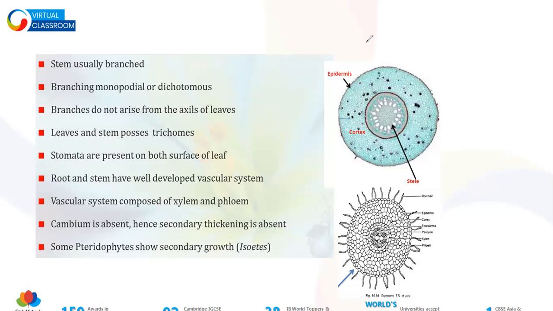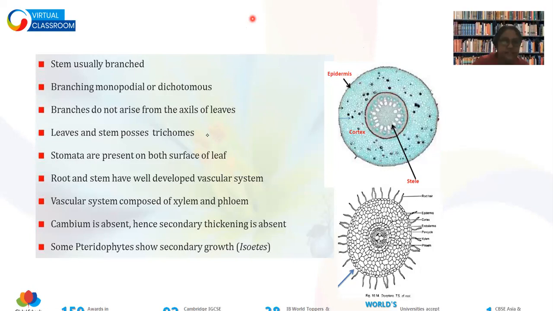Yes. So leaves and stem possess trichomes. So what are these trichomes? Trichomes are nothing but the hair-like structures which are present in leaves and stem. We call them trichomes. Okay.